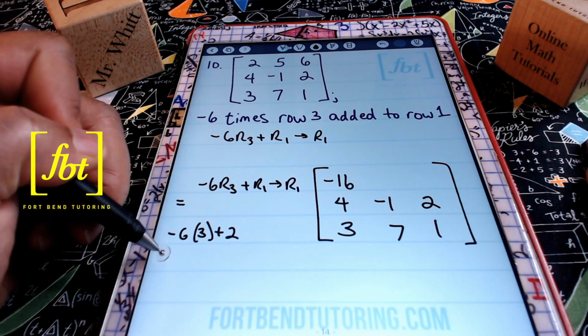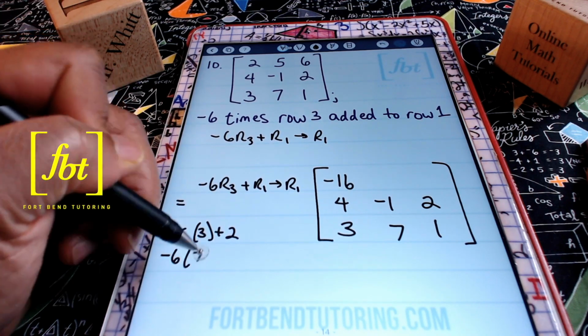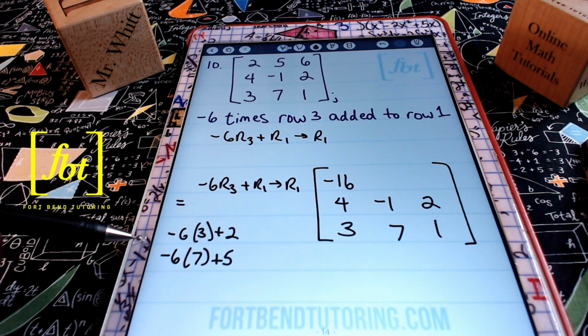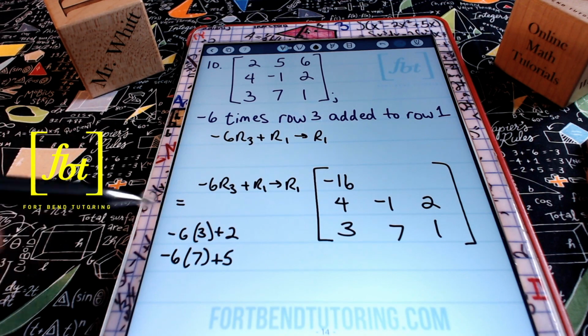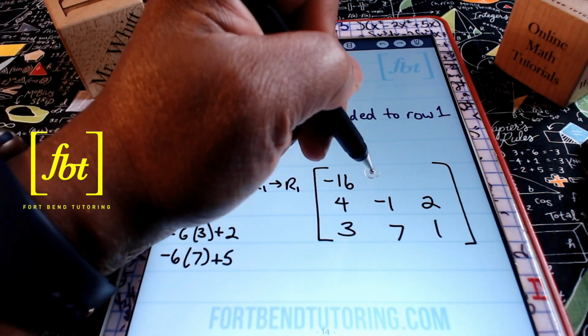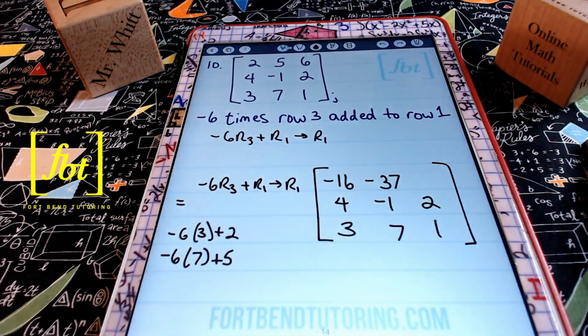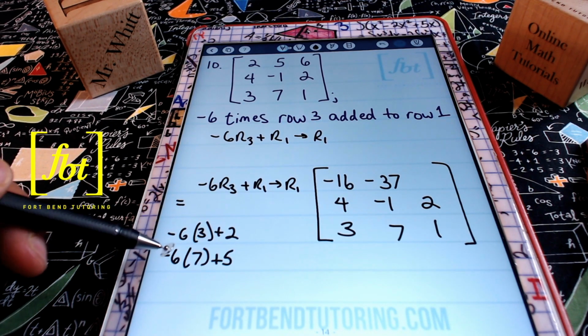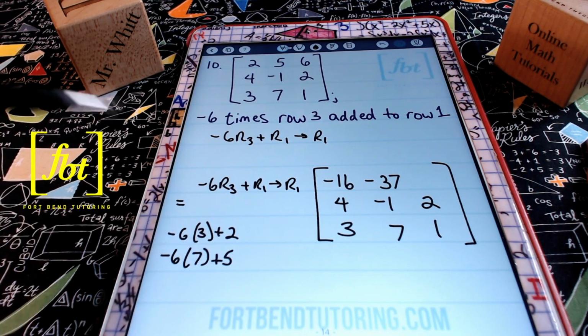Next, we'll be multiplying negative 6 times 7, and then adding that product to 5. So negative 6 times 7 is negative 42, and then negative 42 plus 5 gives you negative 37. Just like that, guys. We multiply negative 6 times 7 to give us negative 42. Negative 42 plus 5 gives you negative 37.